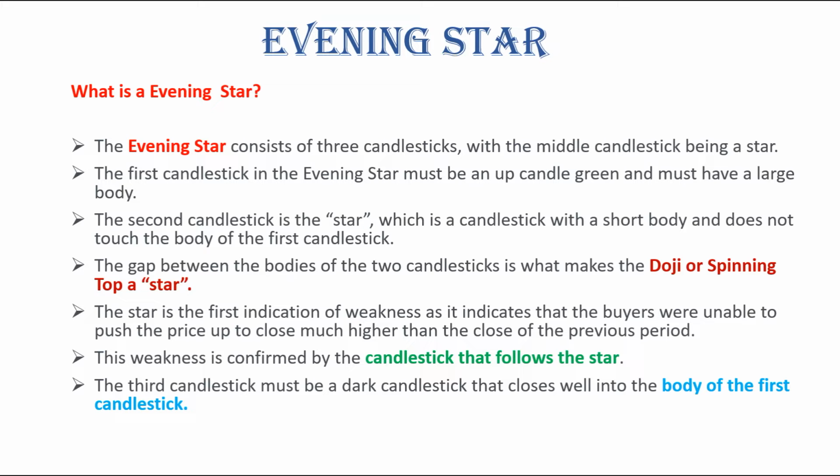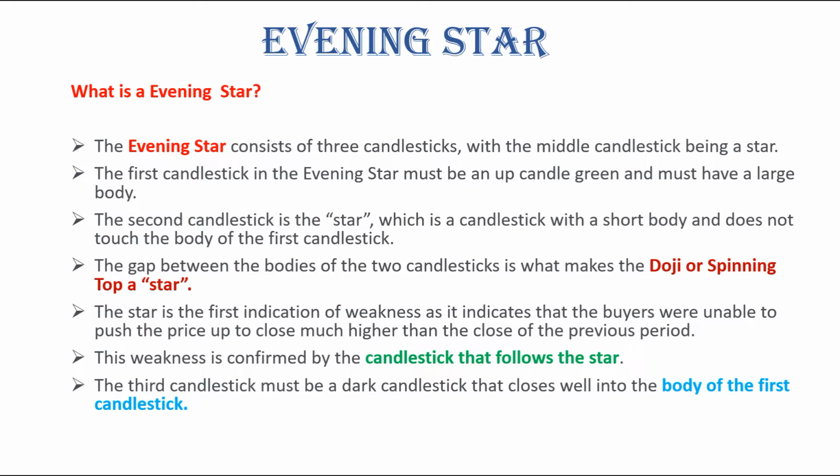So what is the evening star? The evening star consists of three candlesticks, with the middle candlestick being the star. So for the evening star pattern, we could see that three candlesticks are formed. How can we confirm that the evening star pattern is formed? For the evening star candle pattern, there should be three candlesticks. The first candlestick in the evening star must be a green candle and must have a large body.